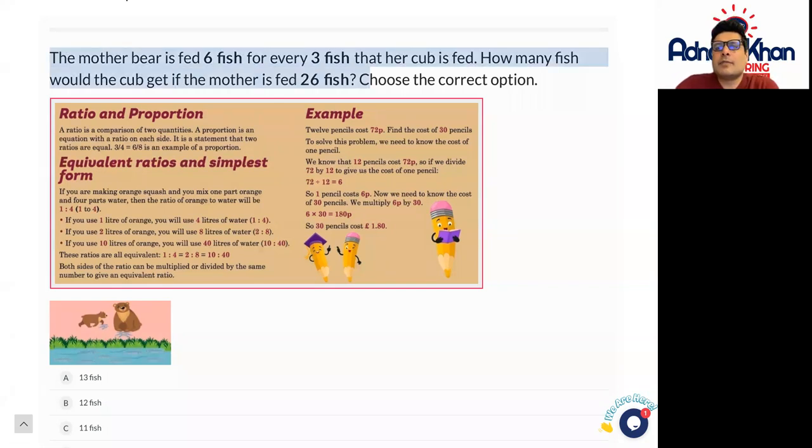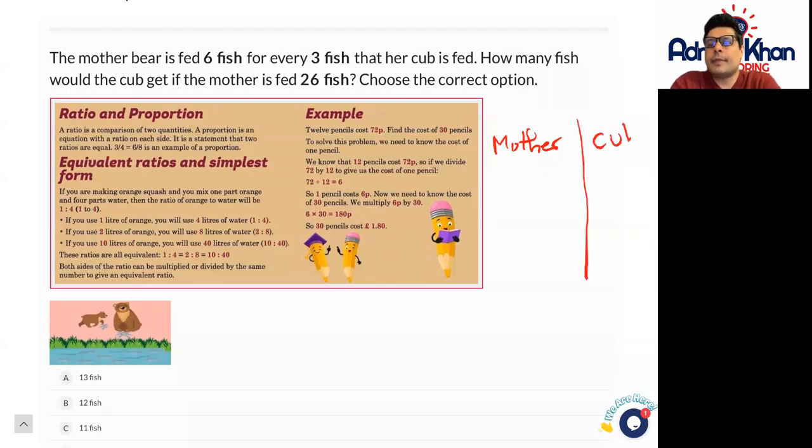The mother bear is fed 6 fish for every 3 fish that her cub is fed. How many fish would the cub get if the mother is fed 26 fish? Okay, so let's just write this down here. So we have the mother, and then we have the cub. So for every 6 fish that the mother has, the cub will have 3. So in other words, the cub will always have half of what the mother has.